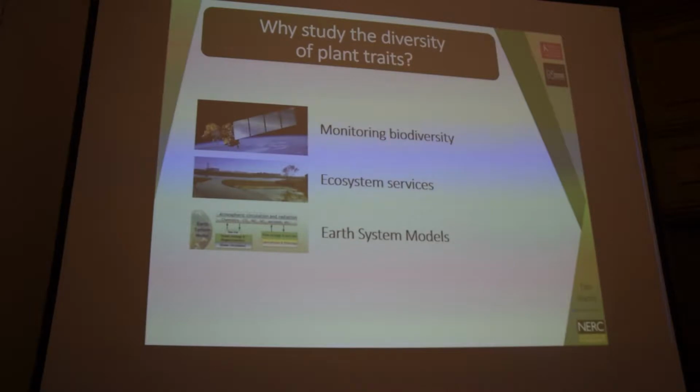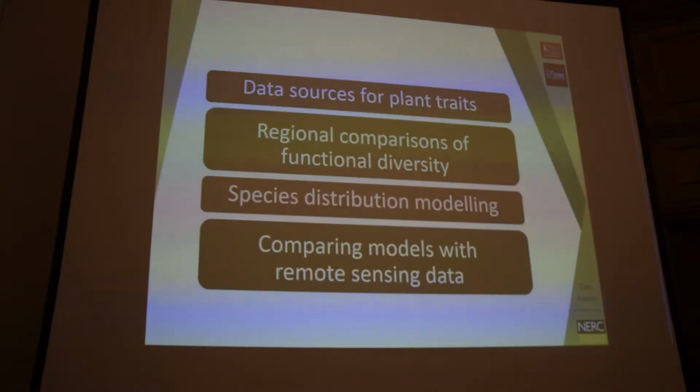Additional reasons why understanding the spatial distribution of plant traits is useful include the growing appreciation of the public benefits of certain plant traits, so soil organic carbon being closely related to the leaf traits in the area, and also earth system models, where plant traits both affect and are affected by changes in climate.